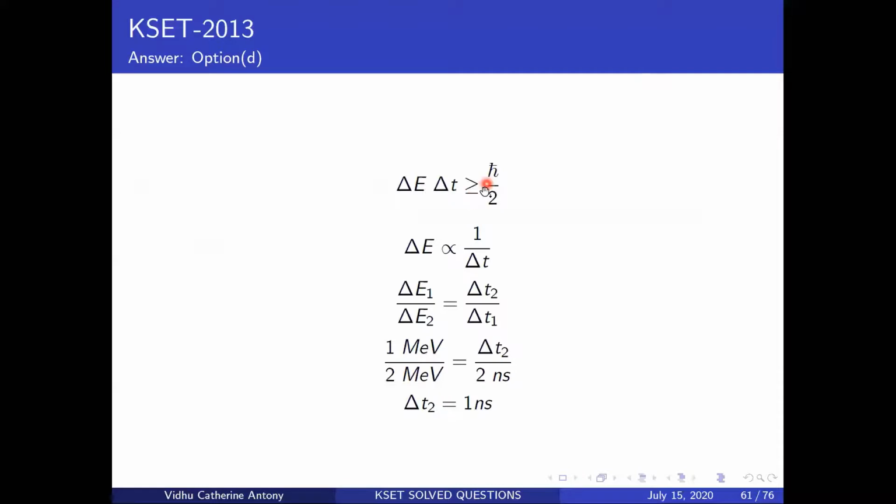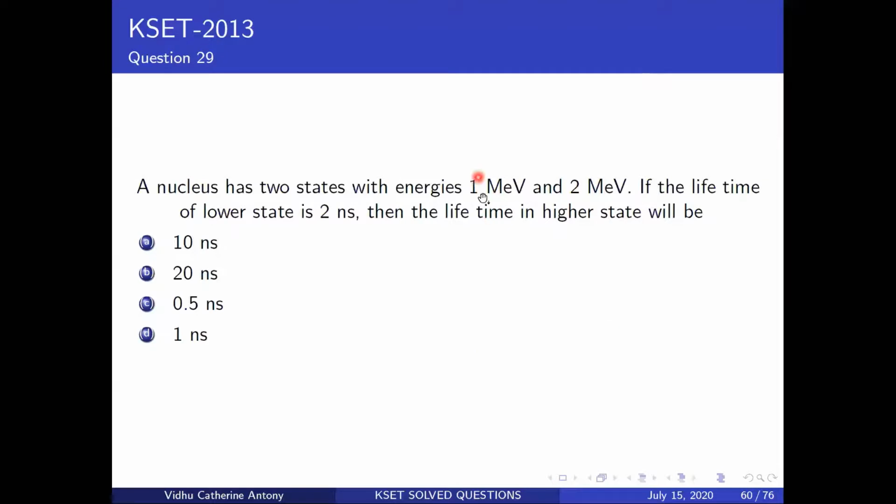So your delta E delta t is greater than or equal to h cross by 2. Your delta E is proportional to 1 divided by delta t. And now what can you write? Since it's inversely proportional, you have delta E1 divided by delta E2 is equal to delta T2 divided by delta T1. So you have 1 MeV divided by 2 MeV. That's what was given to you here, right? So your energy levels of the two states, 1 MeV and 2 MeV. Obviously the higher energy state is going to be on top, and the lower energy state is going to be at the bottom of your spectrum.